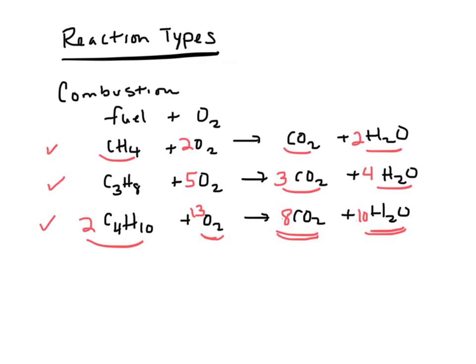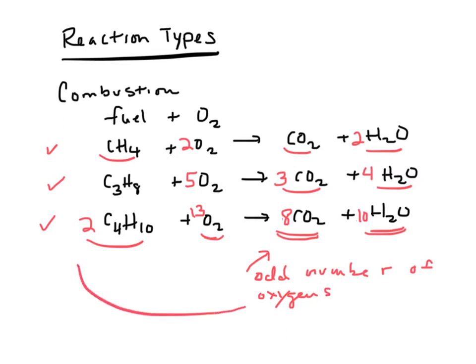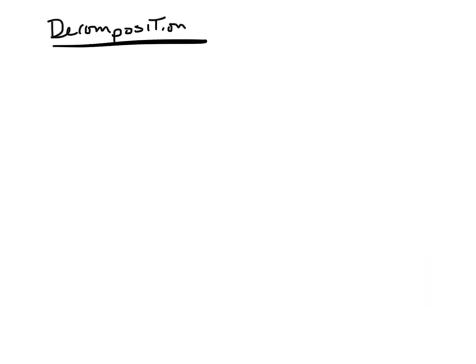So if you end up with an odd number of oxygens on this side, go back and double the original fuel and start it again. It will be fine. The second reaction type I'll talk about now is decomposition.